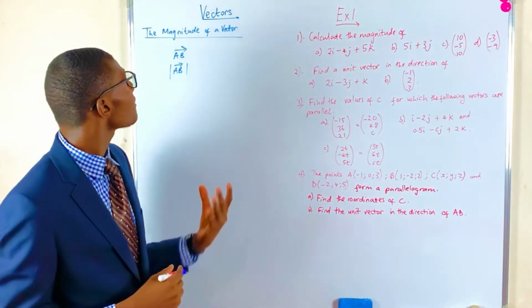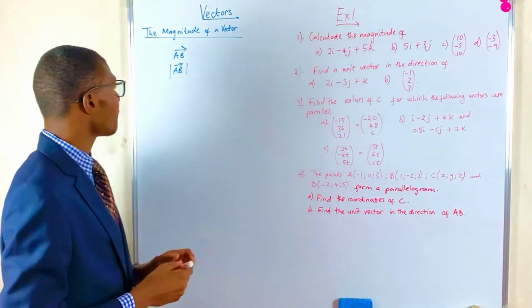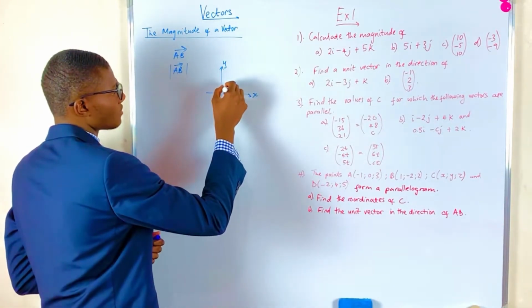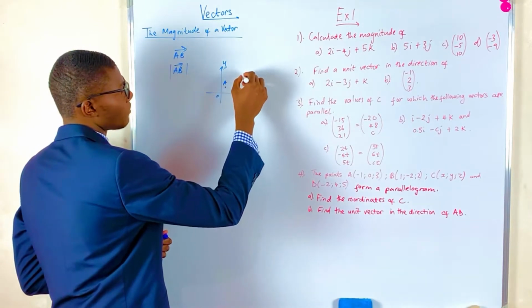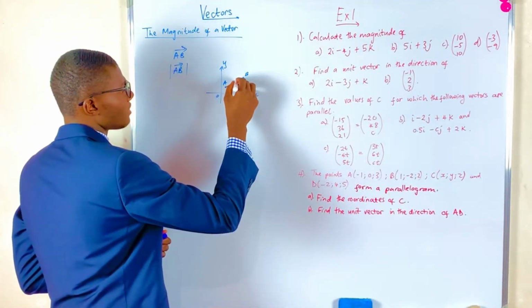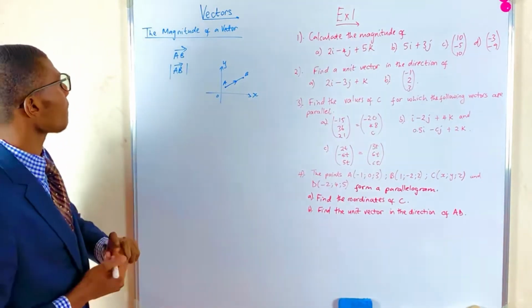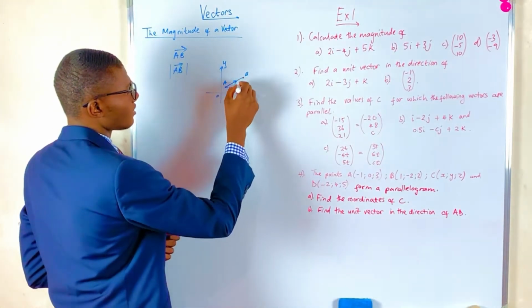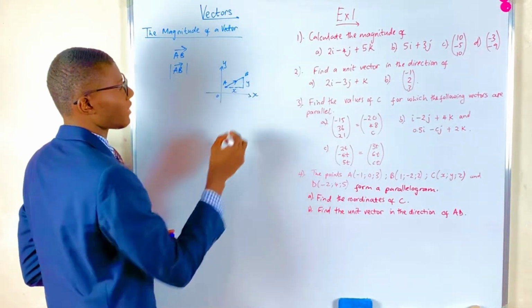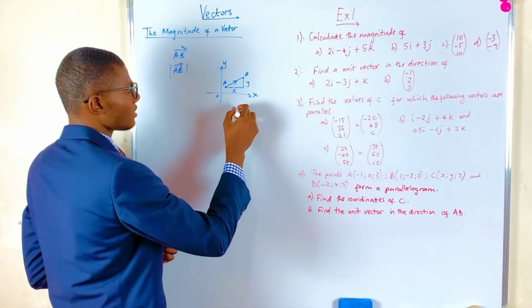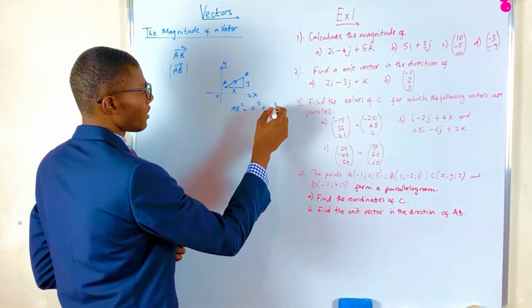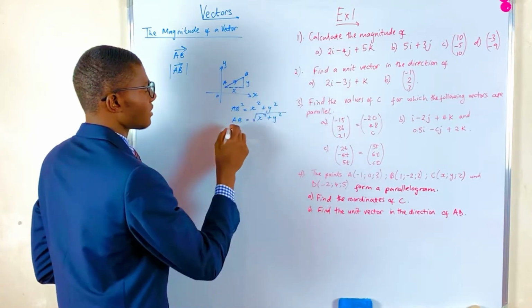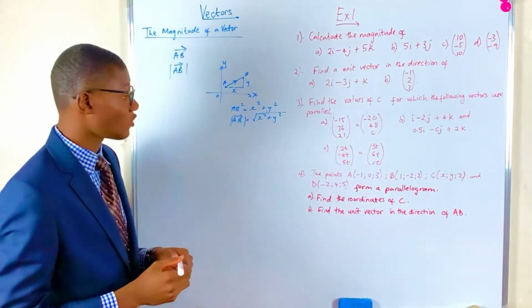To calculate the magnitude of a vector, we use the Pythagoras theorem. Say we've got this plane, this is the y, this is the x, 0, this is point A, and this is point B. For a vector AB, if we need to calculate the magnitude, this is the change in x, and this is the change in y. So we know that AB squared is given by x squared plus y squared, which implies that AB would be the square root of x squared plus y squared.